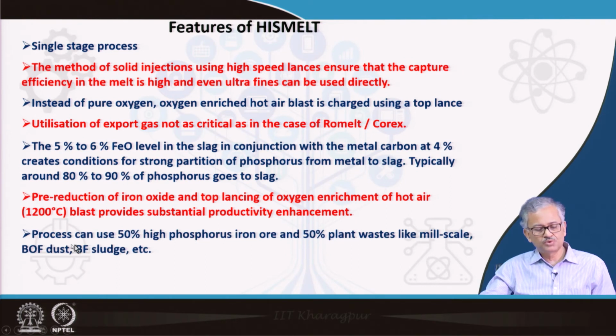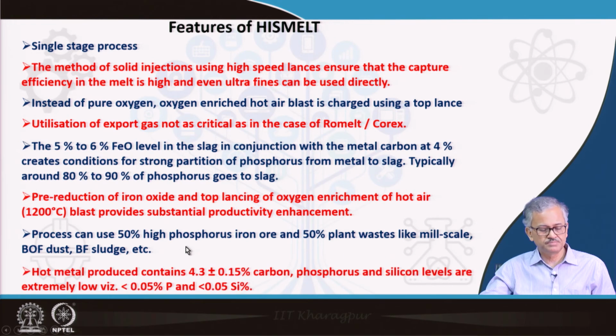So, this is the thing, the process can use 50% high phosphorus iron ore and 50% plant waste like mill scale, BF dust, BF sludge, etc. Hot metal produced contains 4.3 plus minus 0.15% carbon, and the phosphorus and silicon levels are extremely low. That is great, 0.05 phosphorus, 0.05 silicon.